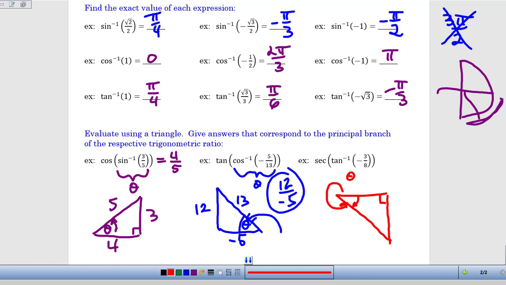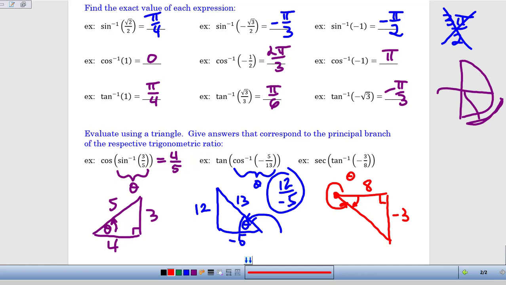So now I have to label up the sides. So if the tangent ratio is negative 3/8, well, that means this side here, let's try that again. My opposite side is going to be negative 3 but my adjacent side is going to be positive. It's going to be 8, since from the origin here, we've got a point that's in the 4th quadrant there. So this time it's 3, 8.